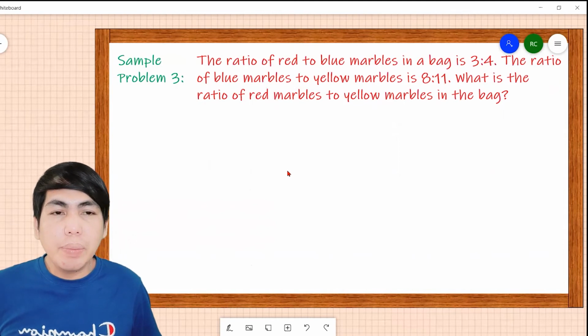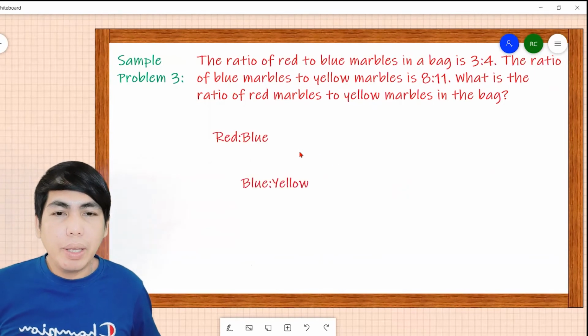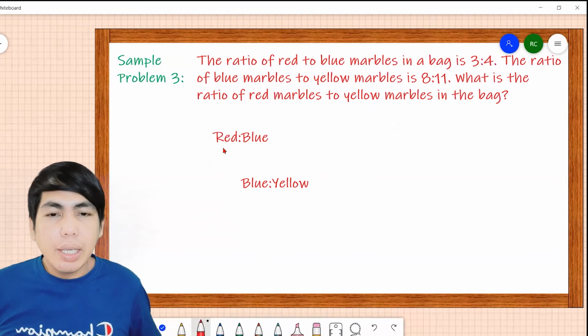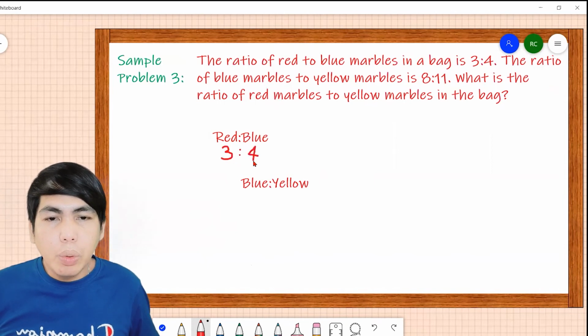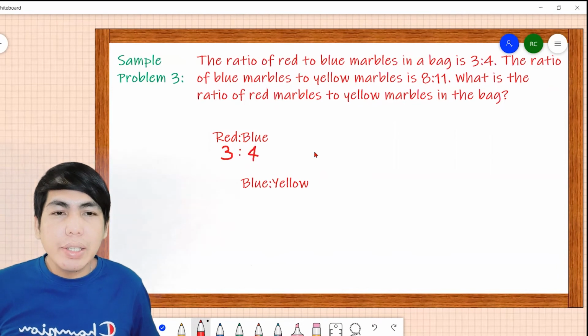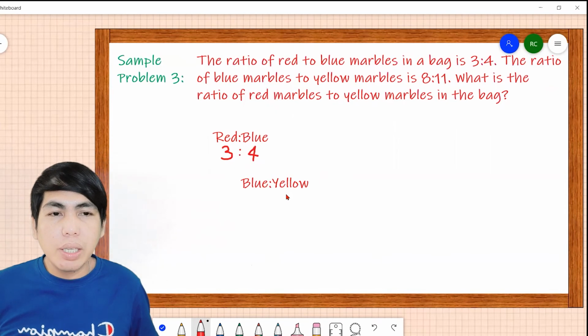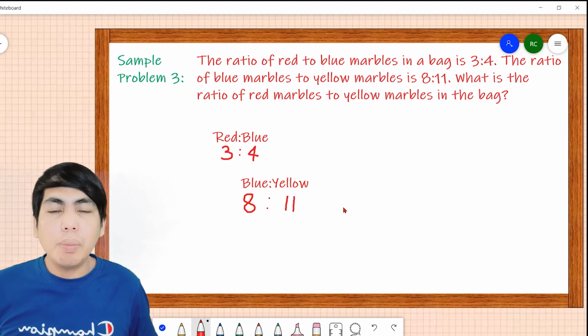First, we are going to represent our ratio. Based on the problem, the ratio of red to blue marbles in the bag is 3:4. So meaning to say that there are 3 red marbles for every 4 blue marbles. While at the same time, the ratio of blue marbles to yellow marbles is 8:11. So meaning to say that there are 8 blue marbles for every 11 yellow marbles.